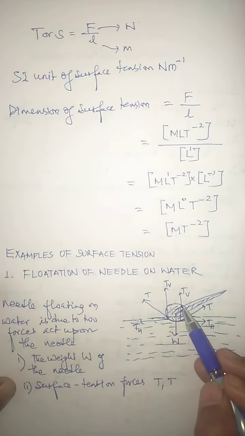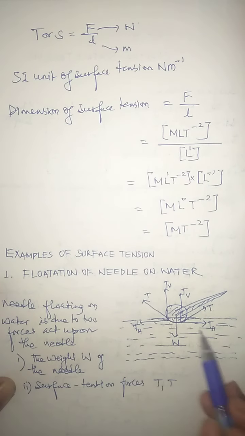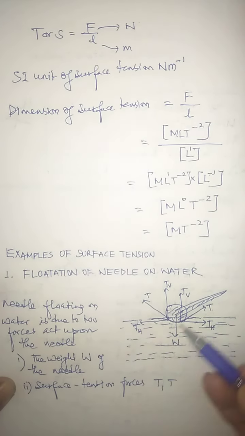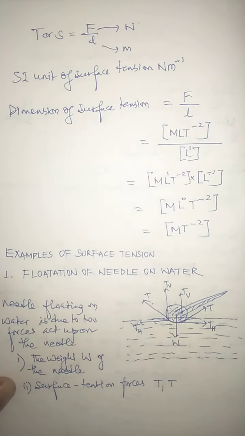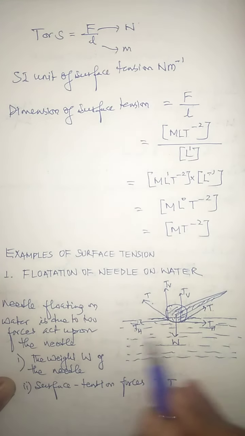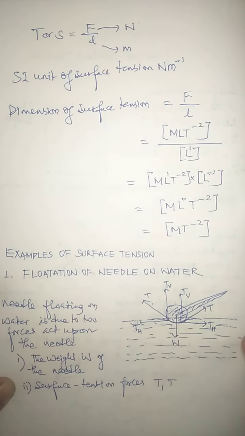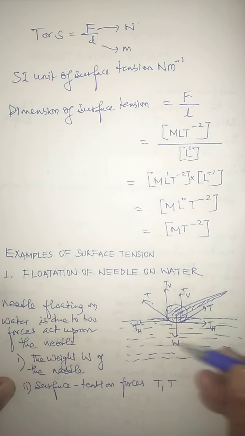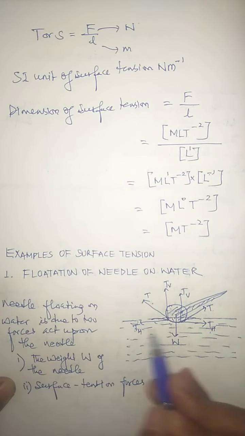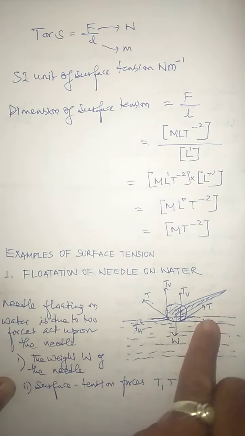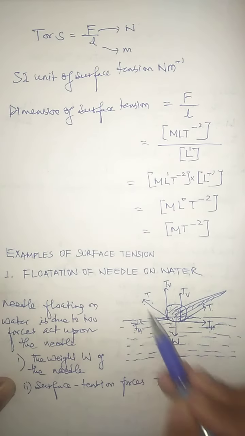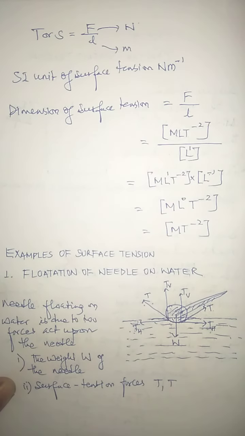So this surface tension force can be split into two components, as I said, horizontal component and vertical component. Now, of these two components, the horizontal components, which act along the same line and in the opposite direction with the same magnitude, will simply cancel each other. So which components cancel each other? The horizontal components. This component of surface tension and that component will simply cancel each other.